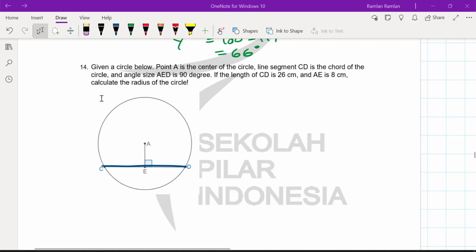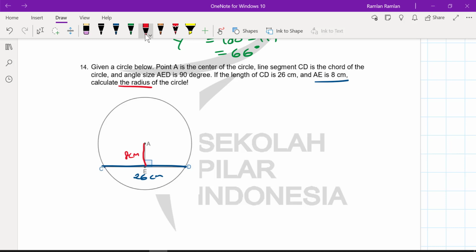If the length of this line CD is 26, so I'm going to write down here, this is 26 centimeters, and AE is 8 centimeters, so this line over here is 8 centimeters. And calculate the radius of the circle. Okay, so the radius of the circle.